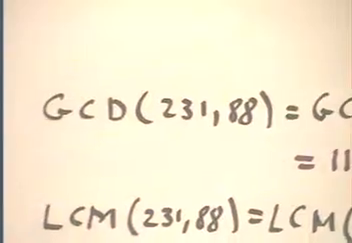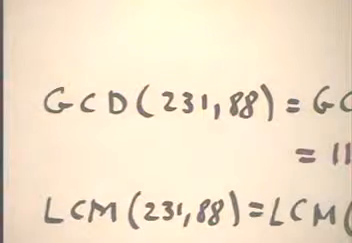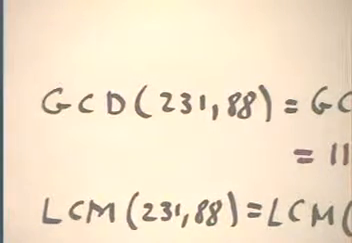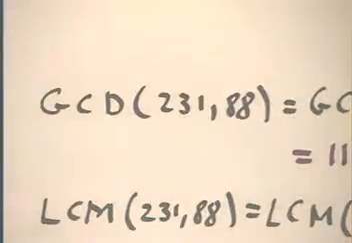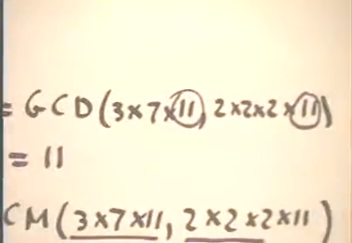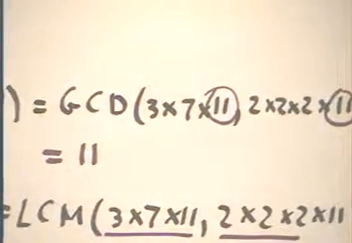Let's think about least common multiple. The least common multiple of 231 and 88 is the smallest number that both of these divide into. For example, if we were trying to add two fractions with denominators 231 and 88, like 71 over 231 plus 15 over 88 or something like that, we'd have to find the least common multiple of these to find the least common denominator of those two fractions. That's fairly easy to do if you express the two numbers again as their prime factorizations.